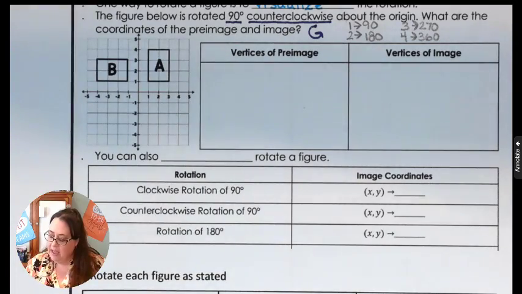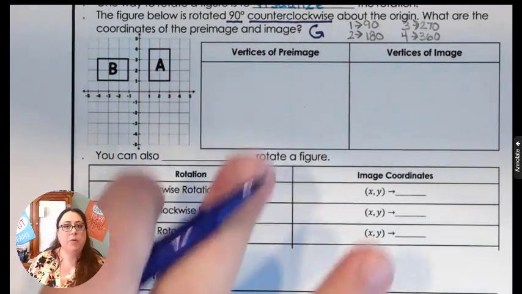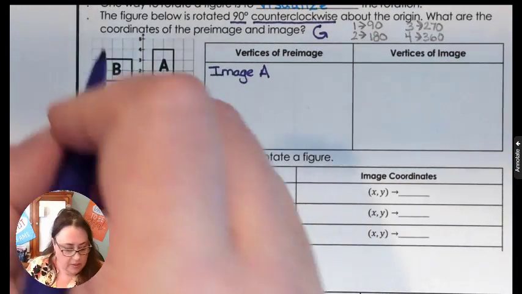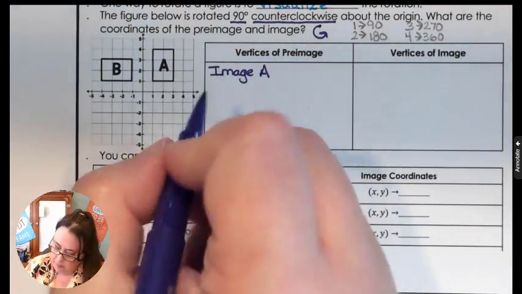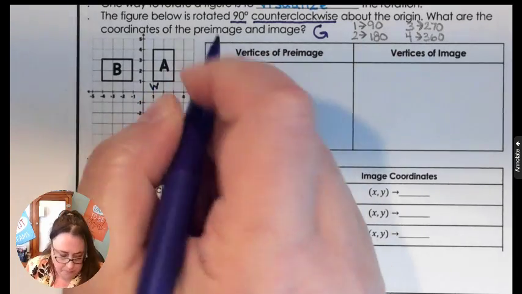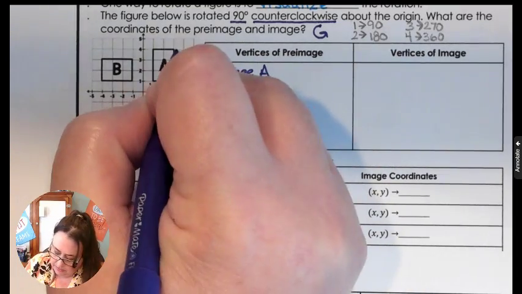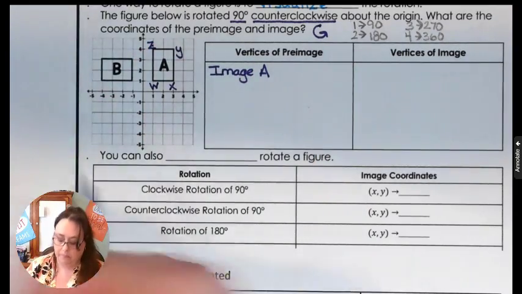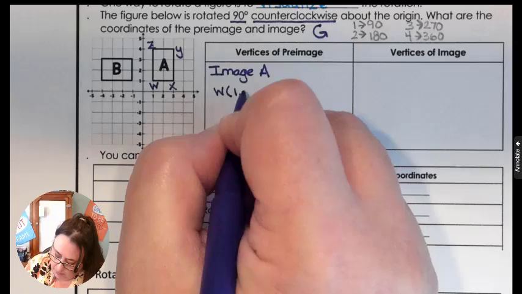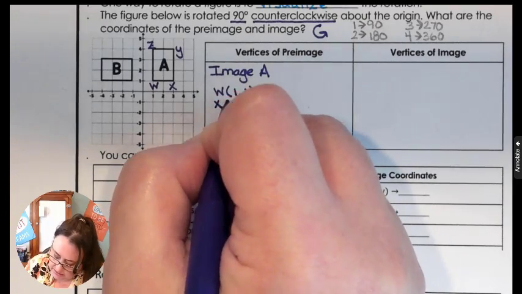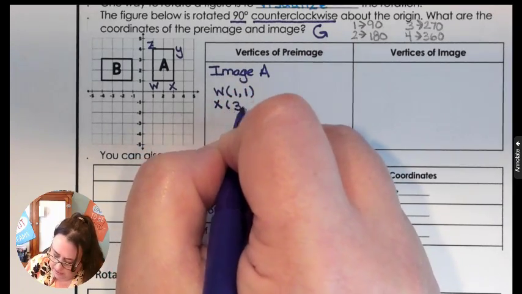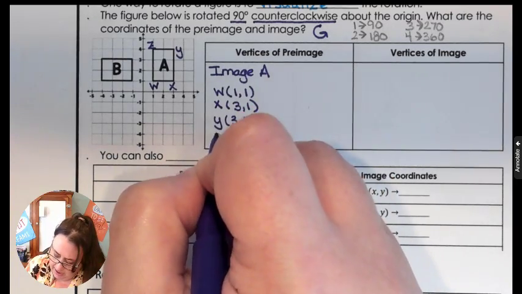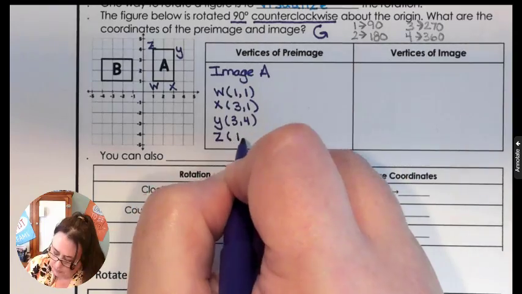Okay, vertices of the pre-image. Remember, the pre-image is the one that we start with. So that's going to be image A. Let's go ahead and give these some names. Let's name it W, X, Y, and Z. So W is the point 1, 1. X is the point 3, 1. Y is the point 3, 4. And Z is the point 1, 4.